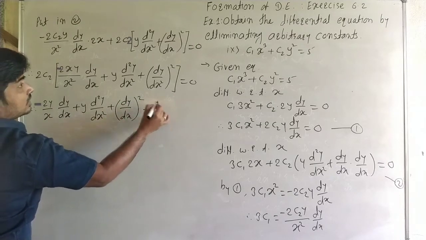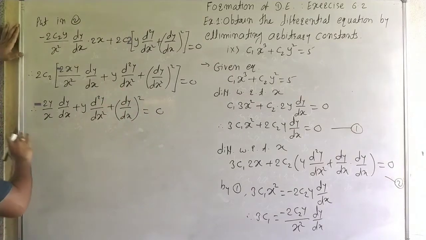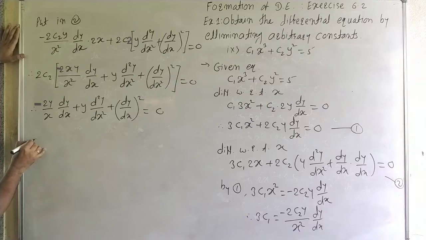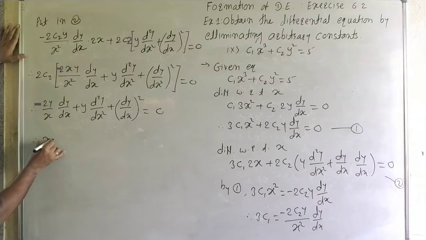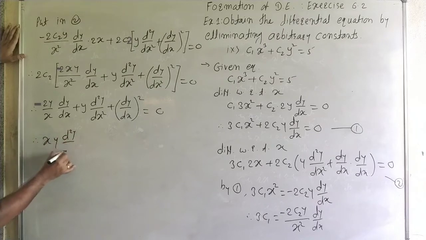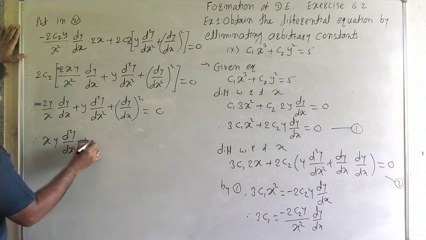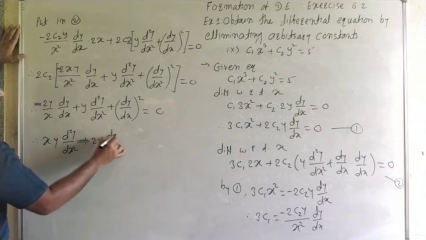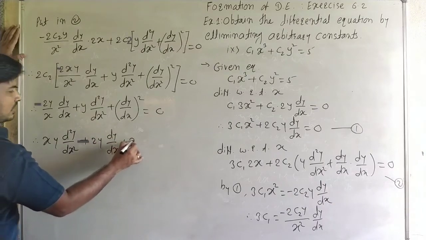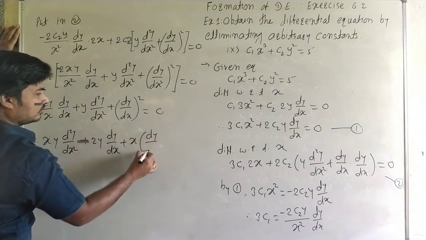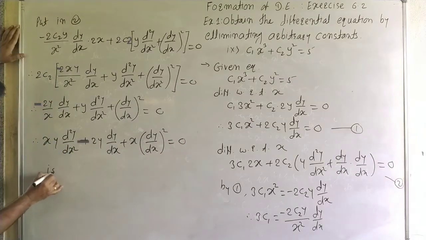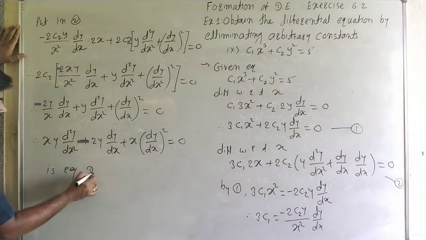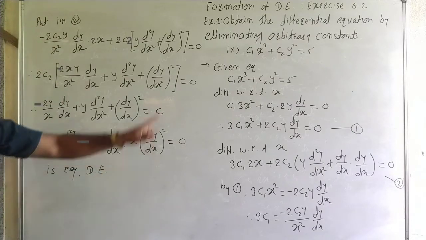Same calculation as our second example in the last lecture. Now throughout multiplying by x, we can write this term d2y by dx2 in the front. First term it is xy d2y by dx2, then this term throughout multiplying by x, plus 2y dy by dx and plus x into dy by dx square, is the required differential equation.